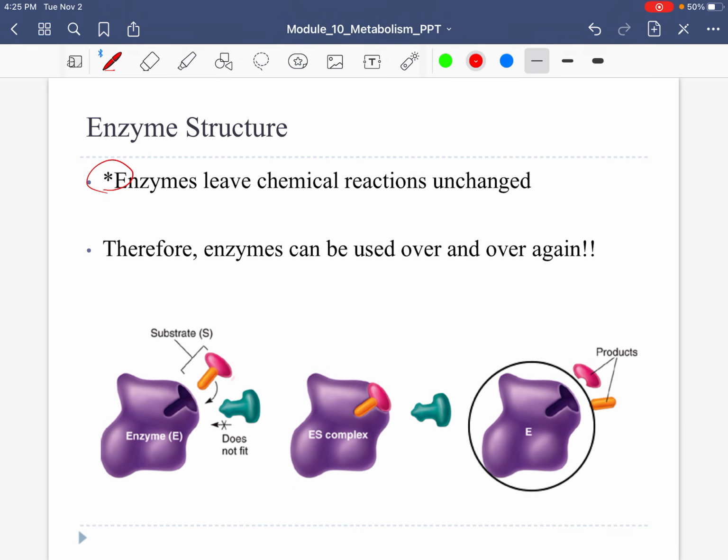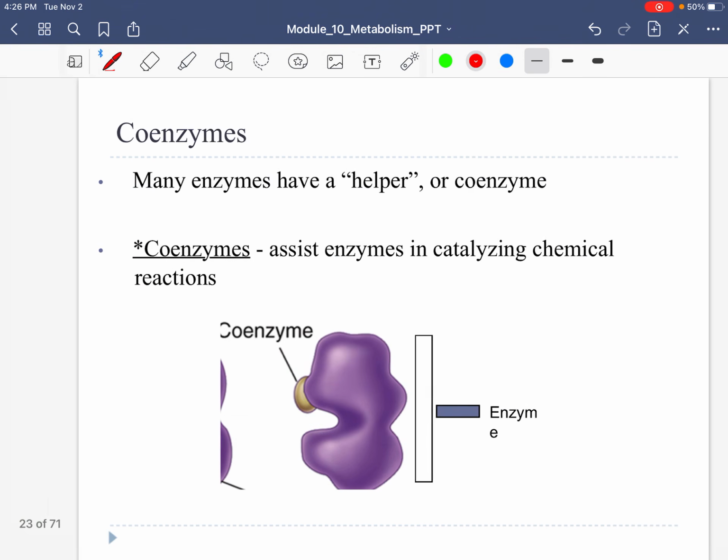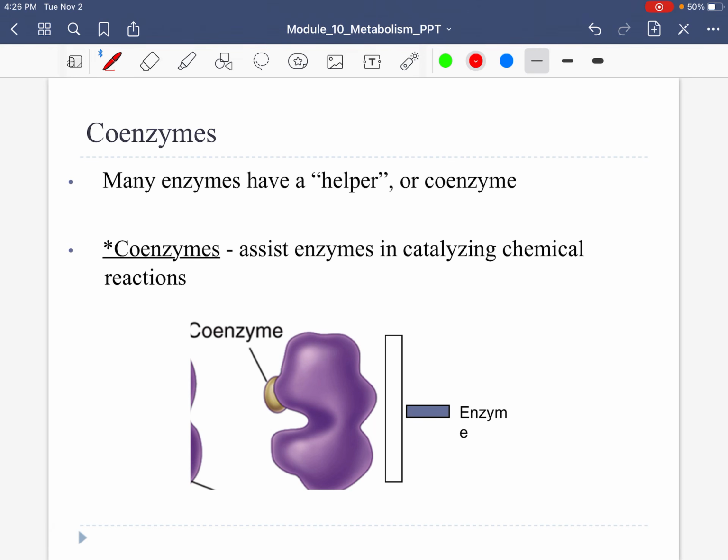The other thing that I want to point out about the structure and how enzymes work: enzymes leave the chemical reaction unchanged. And what that means is the enzymes can be used over and over again. So look, enzyme binds to the substrate. Then enzyme helps to speed up chemical reactions. And then after the chemical reaction is done, the enzyme leaves unchanged, and it can continue to go to speed up more chemical reactions. So it's very efficient. Our body likes that. We can reuse them.